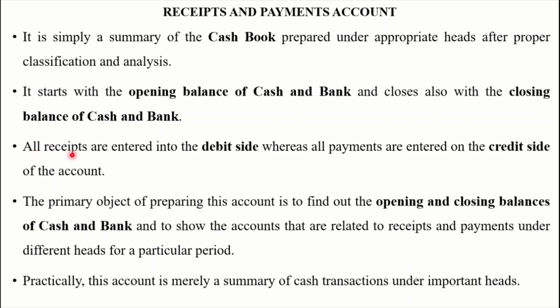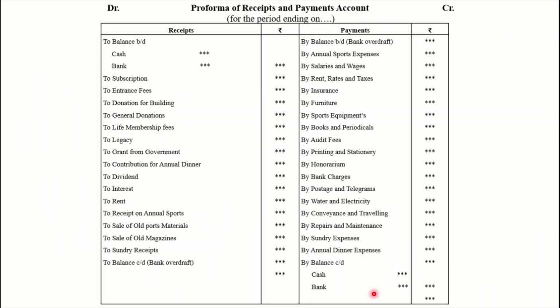All receipts are entered on the debit side, whereas all payments are entered on the credit side of the account. The primary object of preparing this account is to find out the opening and closing balances of cash and bank, and to show the accounts related to receipts and payments under different heads for a particular date. Practically, this account is merely a summary of cash transactions under important heads. This is a pro forma of the receipt and payment account. We are going to understand this with the help of this pro forma.